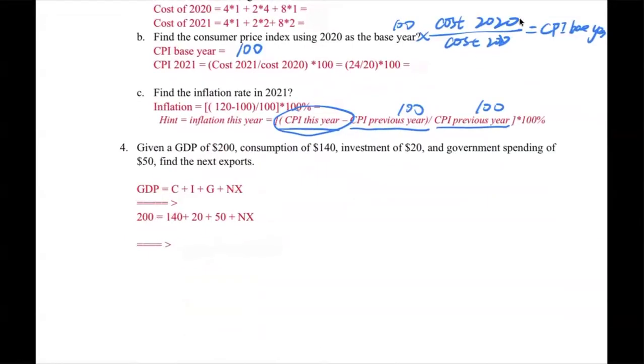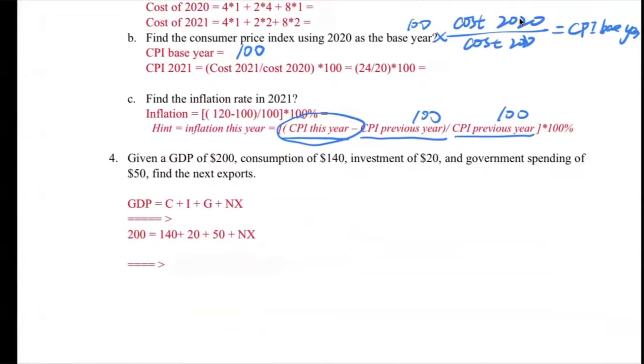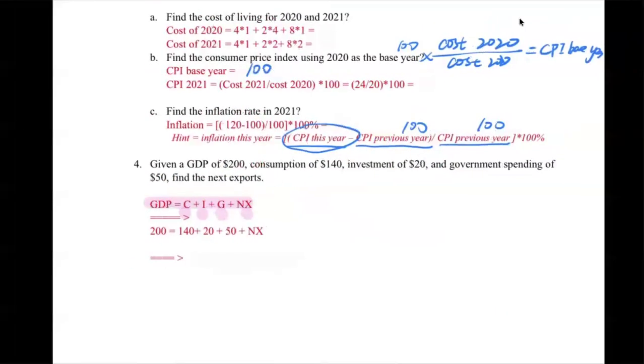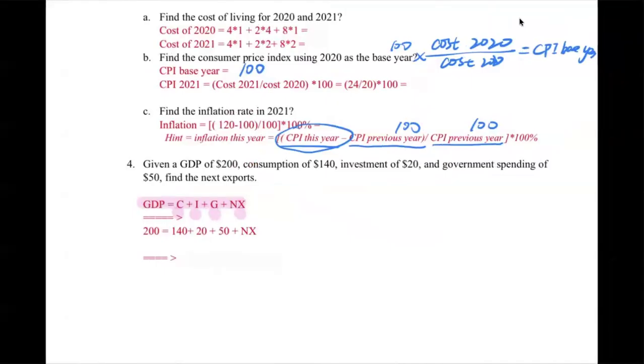And here, question 4: given the GDP, consumption, investment, and government spending, find the net exports. Remember our formula: GDP equals consumption plus investment plus government spending plus net exports. So you have all the values except the net exports. You just plug in the values that you know and then get the net exports result. Okay, so this is for homework 1. If you have any questions, do not hesitate to ask me. Okay.